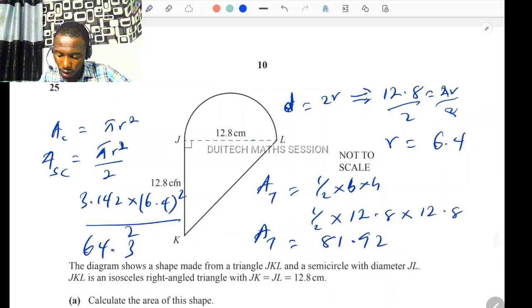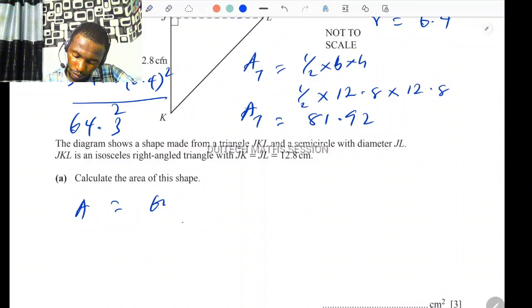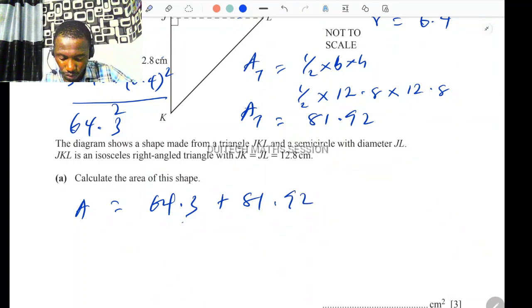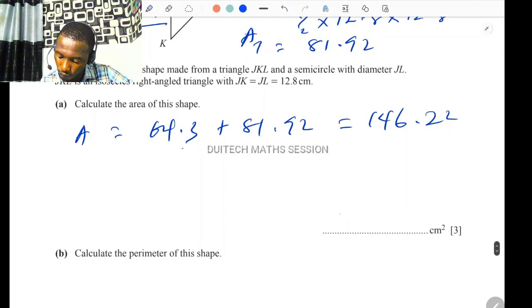So the area now will be 64.3, right, plus 81.92 plus 64.3. That will give us what? 146.22. So the next question says we should find, so here I have 146.22.